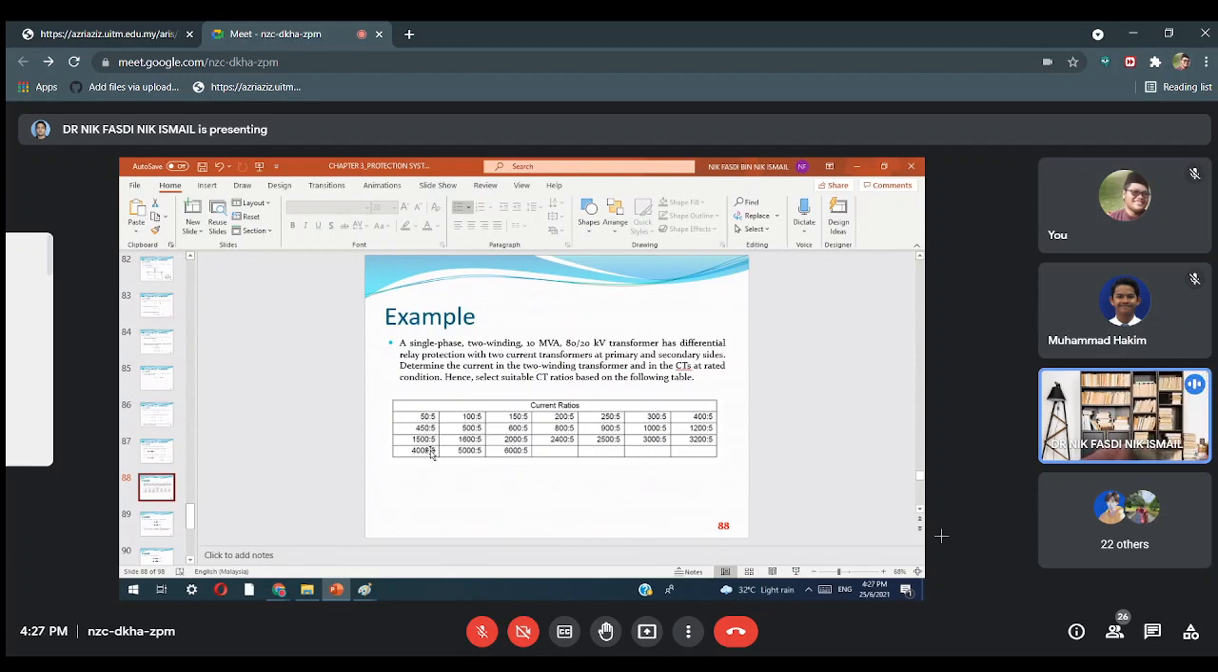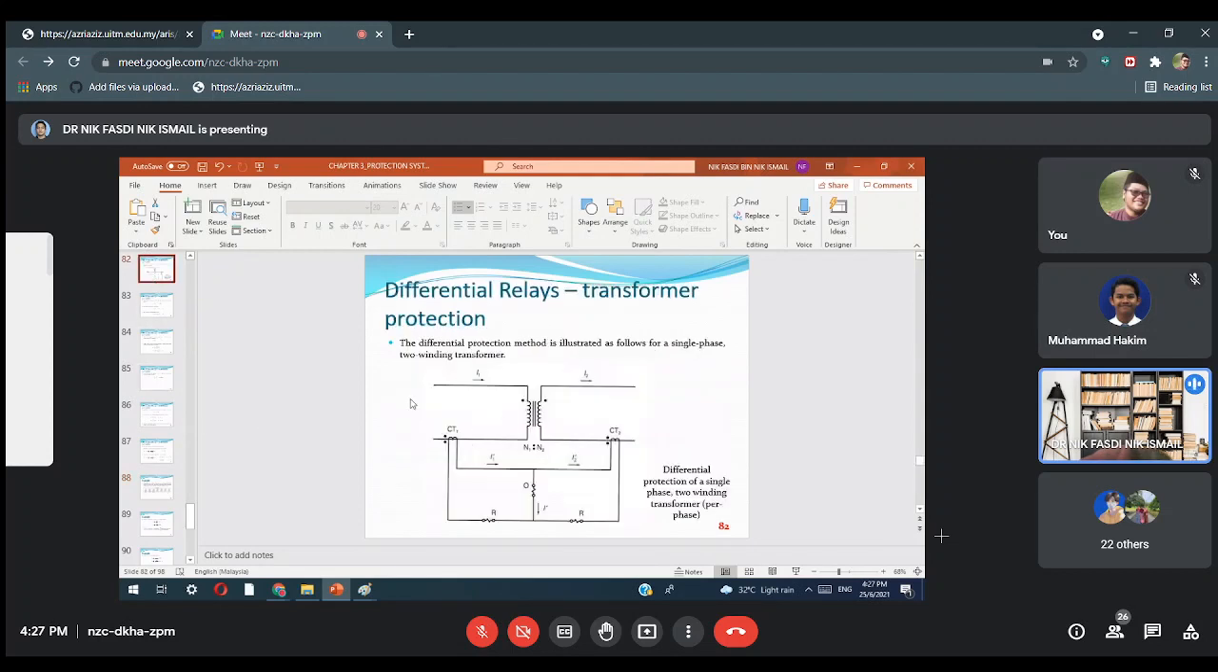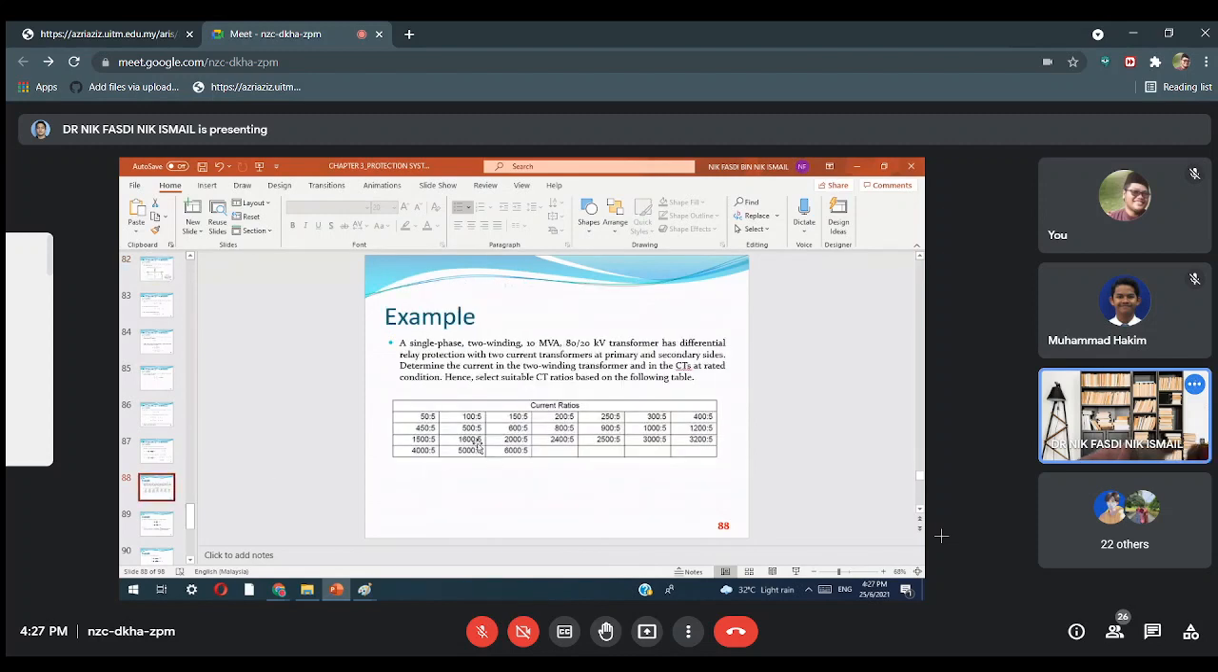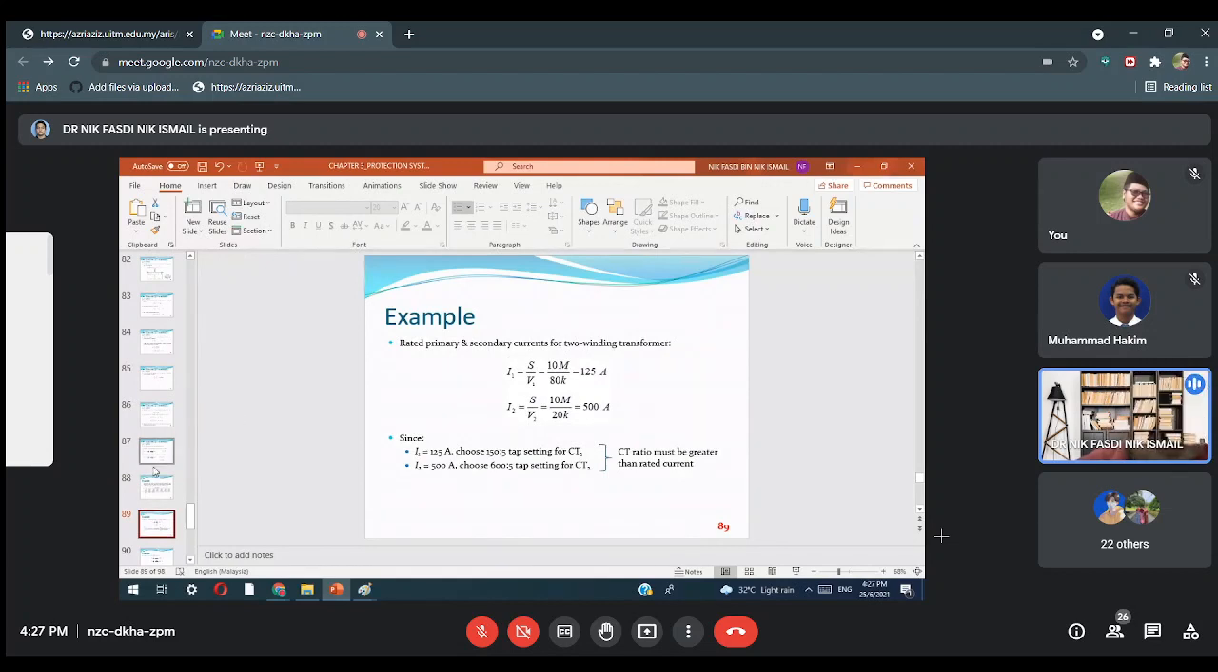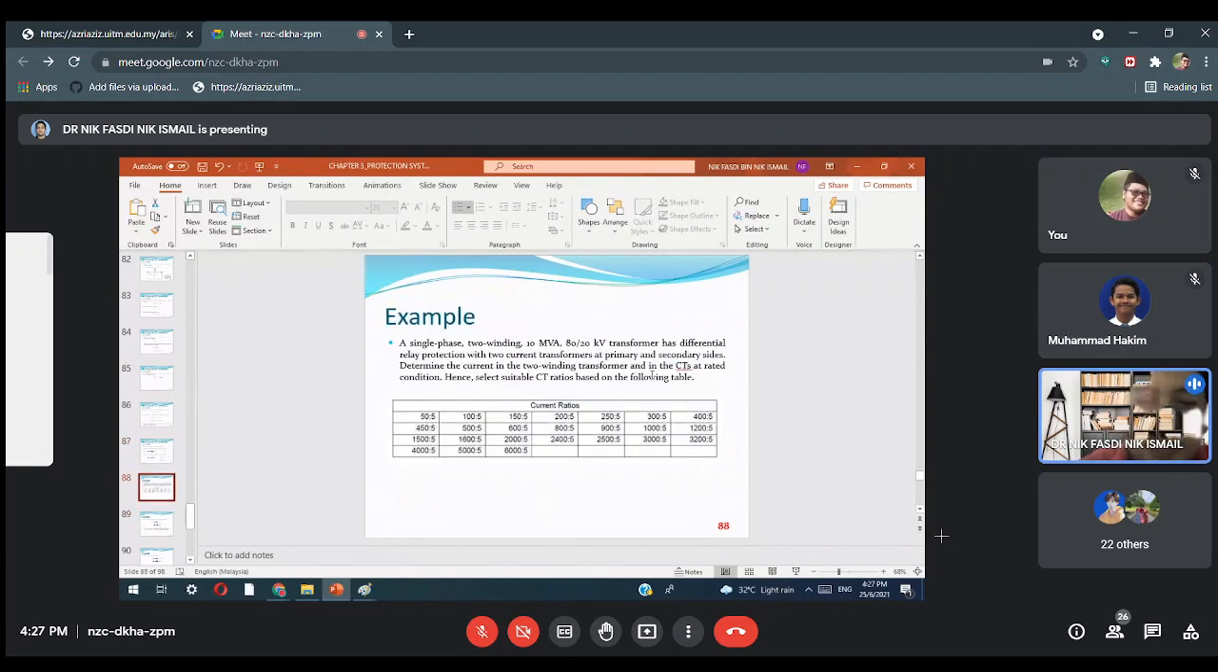Remember, a CT ratio usually steps down to 5 ampere. Not exactly 5, but the standard ratio is, for example, 50 to 5. What does 50 to 5 mean? This is the primary: 50 amps will step down to 5 amps. So that is the CT ratio. Now the question is simple: determine the suitable CT ratio. Out of all of these, which is the suitable CT ratio for this transformer?